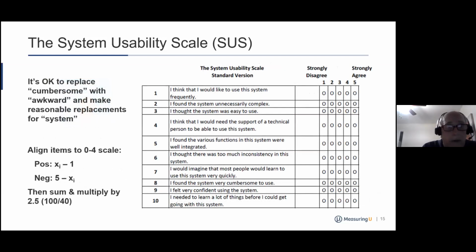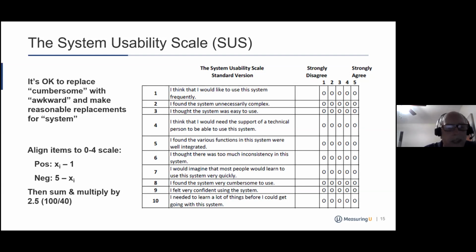So these are the items. Some of the things to know about it. Originally, item 8 uses "cumbersome." There's been some research that says it's okay to replace that with "awkward." Sometimes people who are speakers of English as a second language have a little bit of trouble with "cumbersome" that they don't have with "awkward." You can replace "this system" with "this website" or "Gmail" or whatever you want to replace it with.